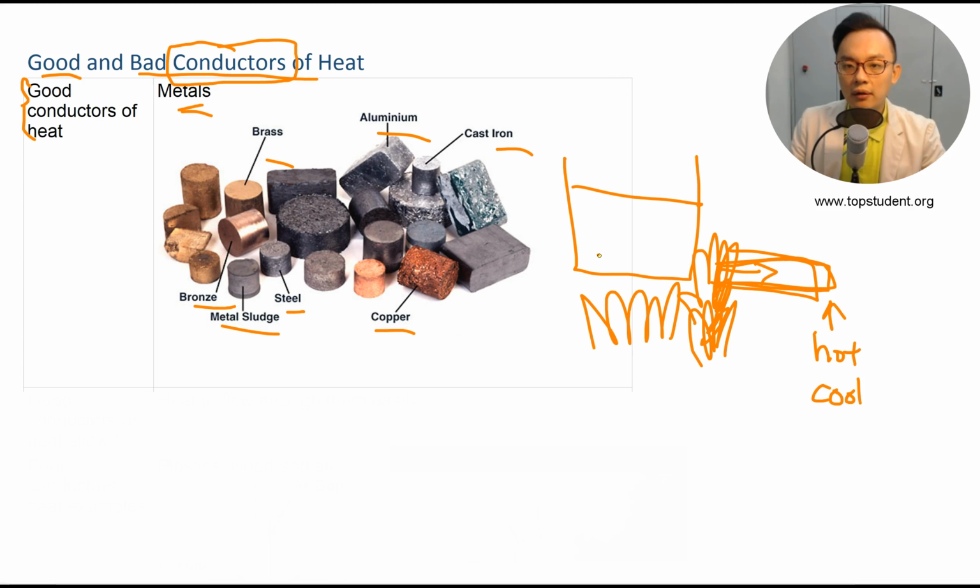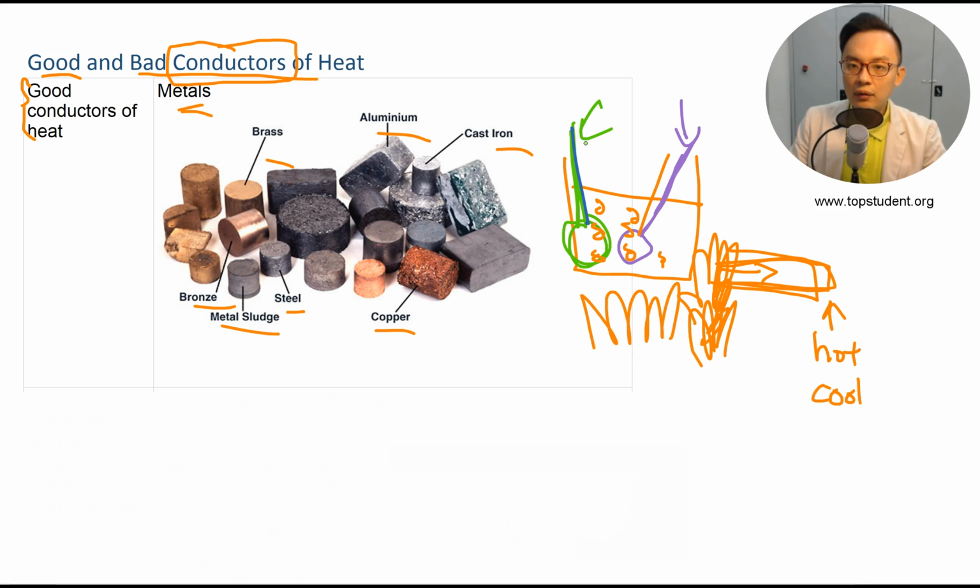pot of water and let it boil, and you put a metal spoon inside. After a while, you use your hands and touch this point, and you see whether it's hot or cold. It should be quite warm. And if you put a wooden spoon on this side, and then you touch this point, it will feel much cooler than this one.